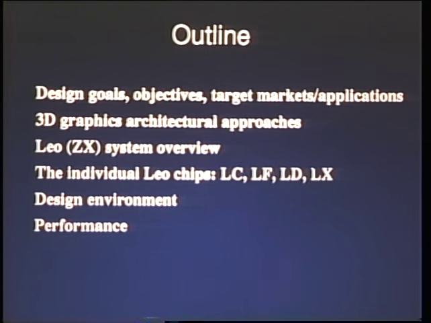After describing our design goals, we'll describe who our customers are and what they would be doing with such a machine. We'll then give an overview of previous architectures as a way of motivating the choices that we made. And after describing our general approach, I'll go through the architecture in more detail by talking about the individual chips in the pipeline. Then we'll say a few words about our design environment and conclude with a discussion of the performance.